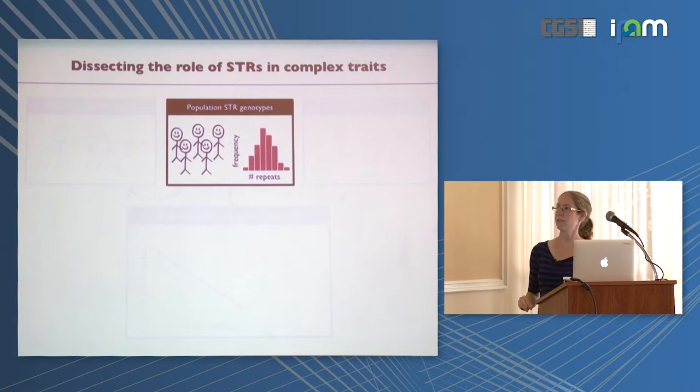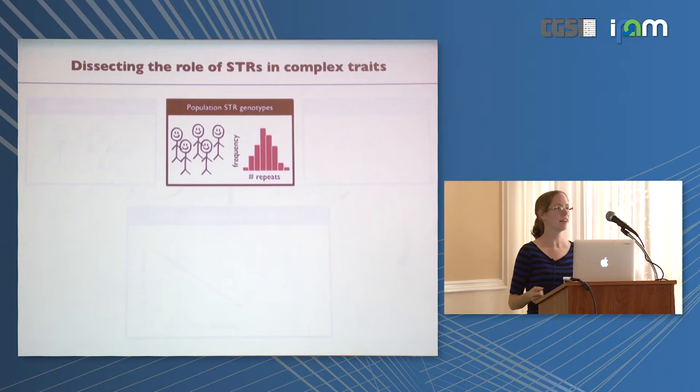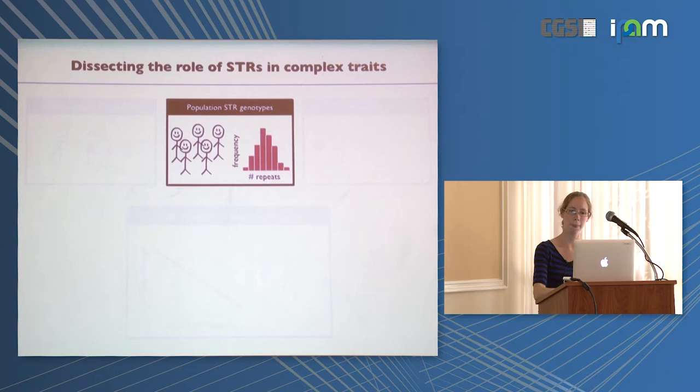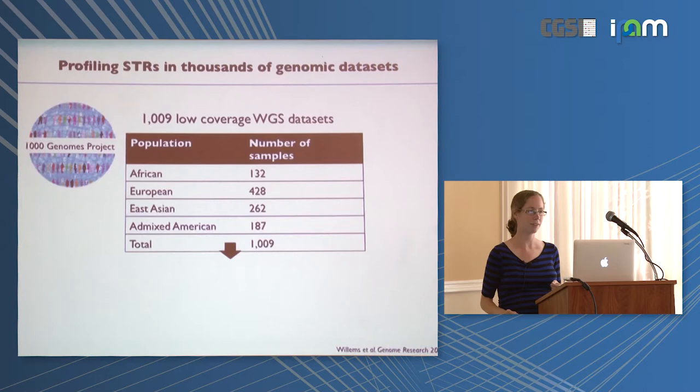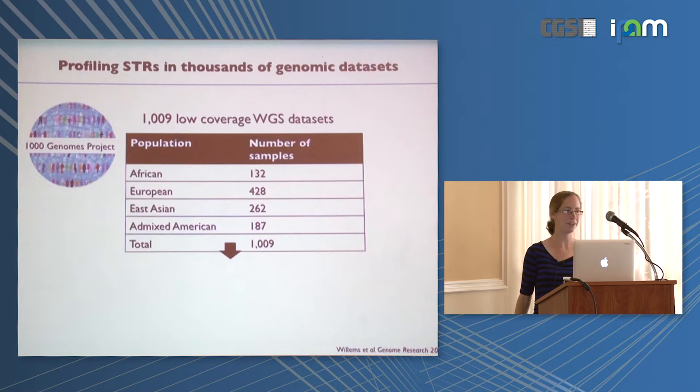Okay, so we have these tools for getting these repeats from sequencing data. Now we can actually start to go into large cohorts of sequencing data sets and apply them to learn about properties of STR variation that we just couldn't look at before. As a first pass at this, we applied Lobster to the 1,000 genomes data. I think probably most people are familiar with 1,000 genomes, even though it's getting kind of outdated for now. But we looked at about 1,000 low coverage whole genome sequencing data sets from various populations.